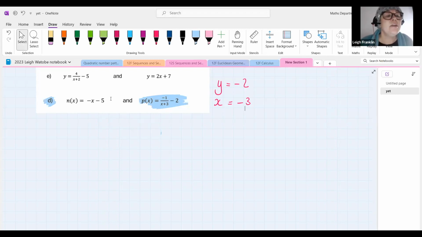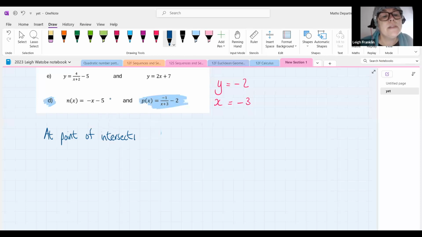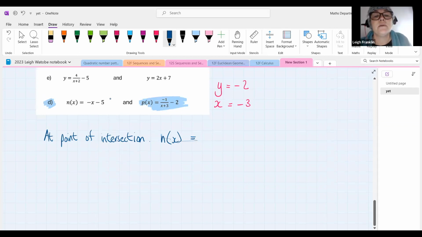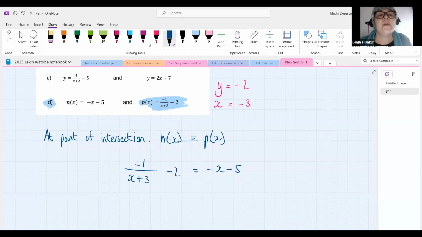All right, so at points of intersection, we would say that n of x equals p of x. Okay, so the first step, your first mark always here, grade 11s, will be to equate them. Okay, that will get you 1 mark, okay, for equating.